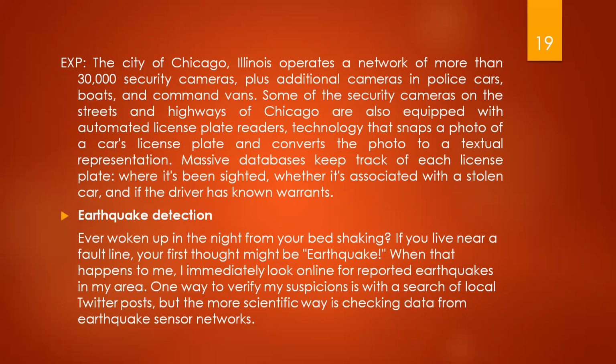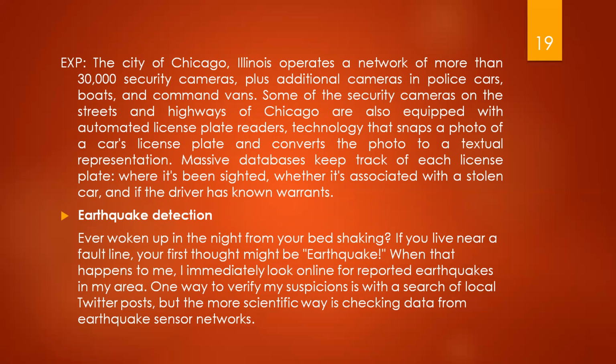Some of the security cameras on the streets and highways of Chicago are also equipped with automated license plate reader technology that snaps a photo of a car's license plate and converts the photo to a textual representation. A massive database keeps track of each license plate, where it has been cited, whether it is associated with a stolen car, and if the driver has known warrants.